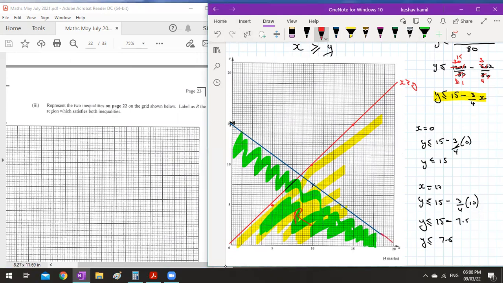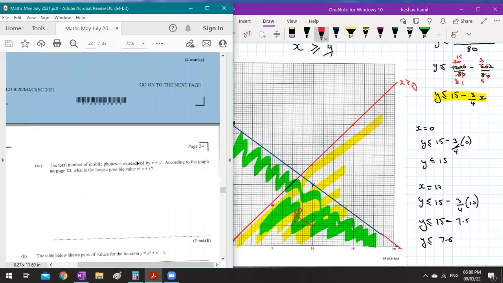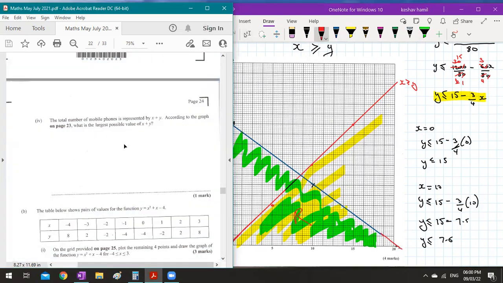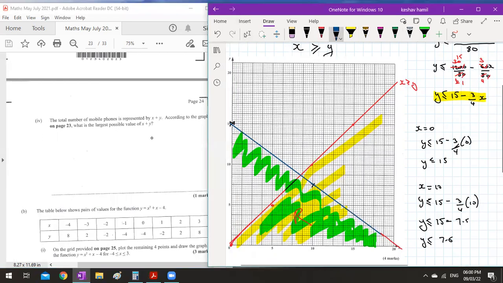Now on your graph, try to extend it all the way out. Now my line is supposed to be from here on the origin, so let's assume it was on the origin. The total number of mobile phones represented by X plus Y, according to the graph on page 23. What is the largest possible value of X and Y? What they want you to do is state this value here, this intersection.